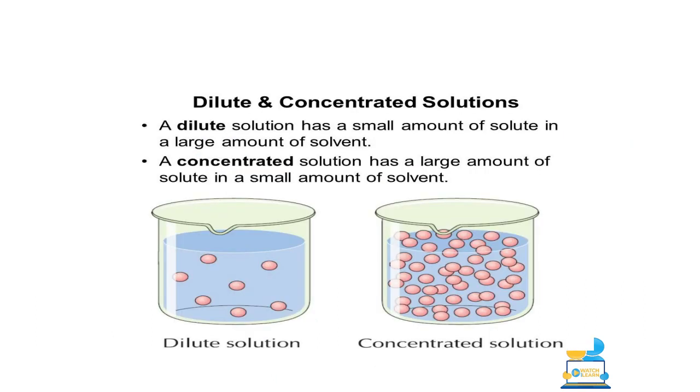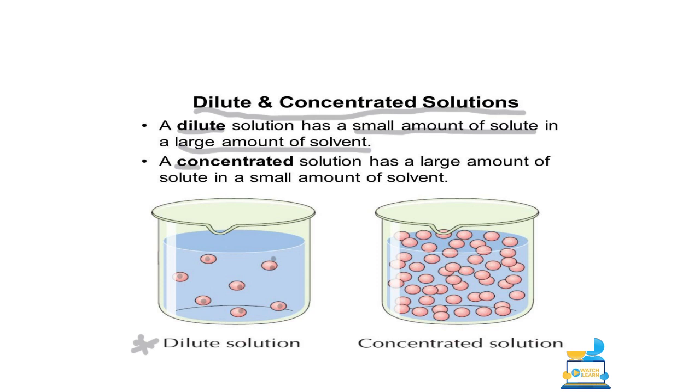So we're going to reinforce dilute and concentrated solutions. Again, hopefully after the last slide, you have a decent understanding of what a dilute solution is and what a concentrated solution is. So a dilute solution has a small amount of solute in a large amount of solvent. And if we look visually here at our dilute solution, our wee red balls represent our sugar or our salt, which is our solute. We've got a very small amount of solute in a large amount of solvent, which is our water.